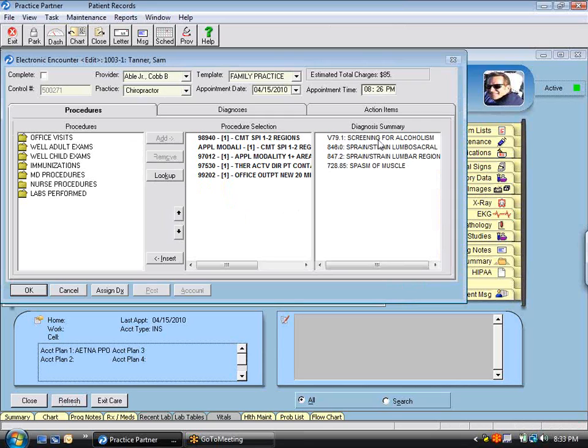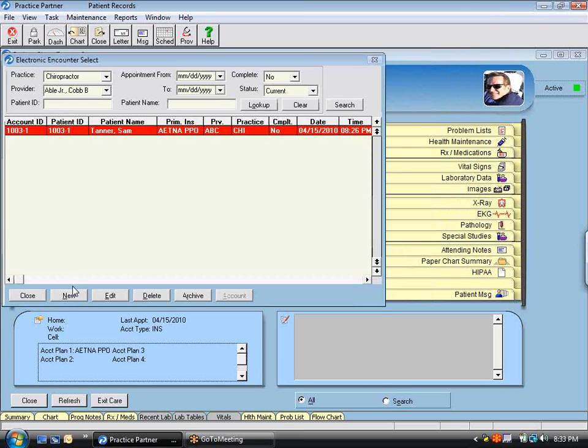So you can see we have the screening for alcoholism, the sprain in the lumbosacral area of the back, the sprain in the lumbar region in the back, the muscle spasm, and the various codes for the procedures that we did in-house, and the 99202 E&M value.